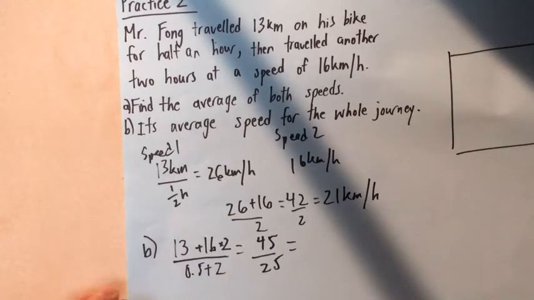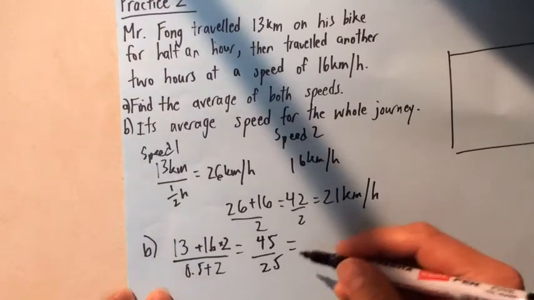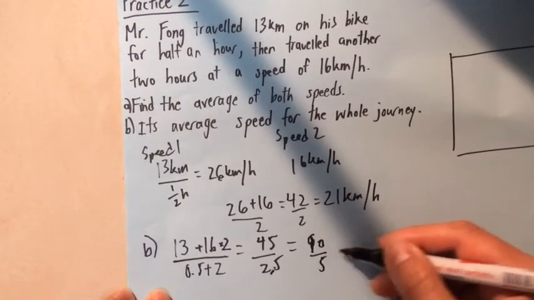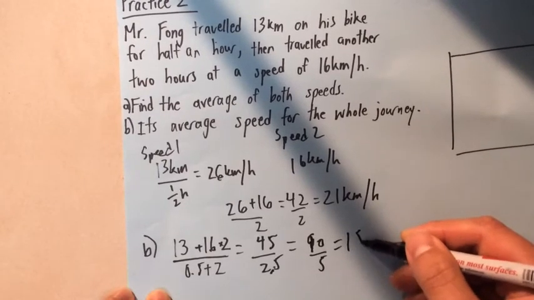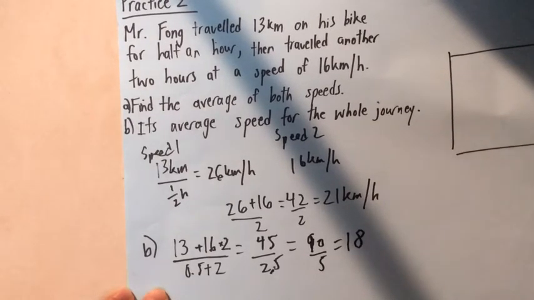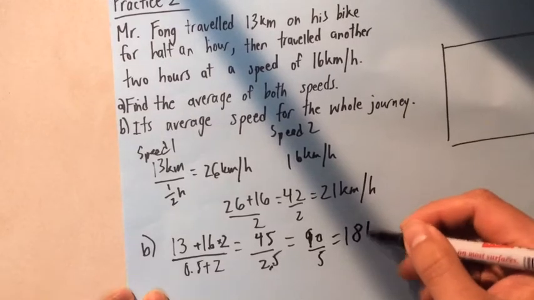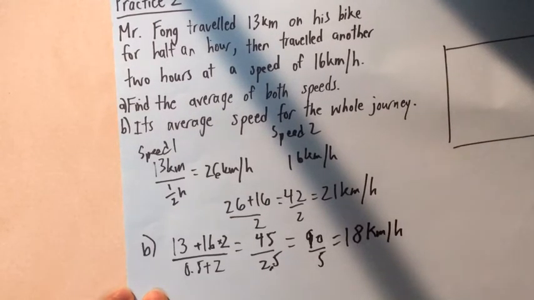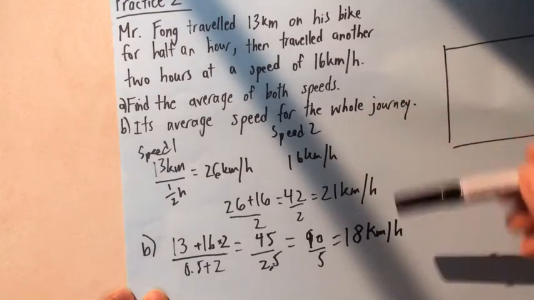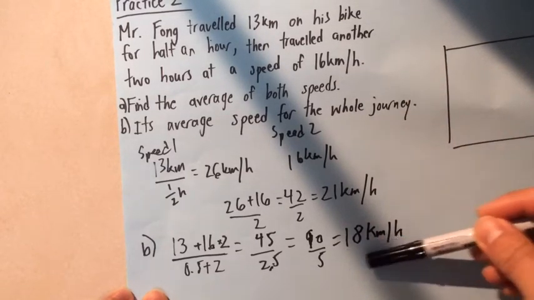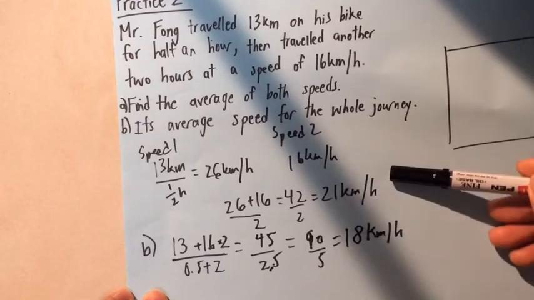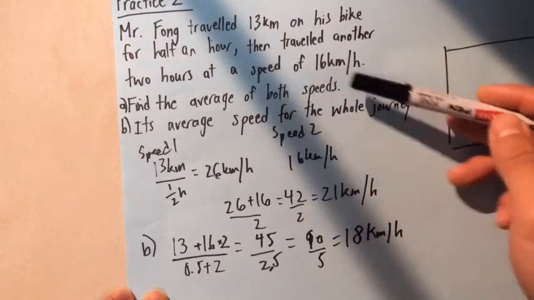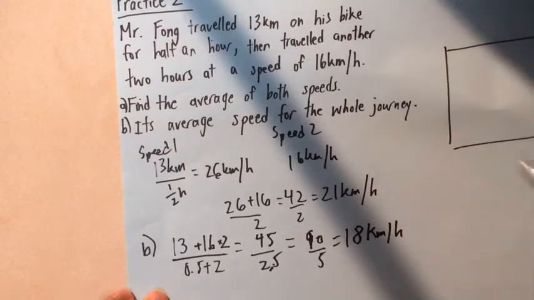Our answer should be, maybe we can simplify this as 90 divided by 5, and that gives us 18. So the average speed for the whole journey is 18 kilometers an hour. Notice that the average speed is not the same as the average of all the speeds. The average speed does not mean the same thing as the average of all the speeds.